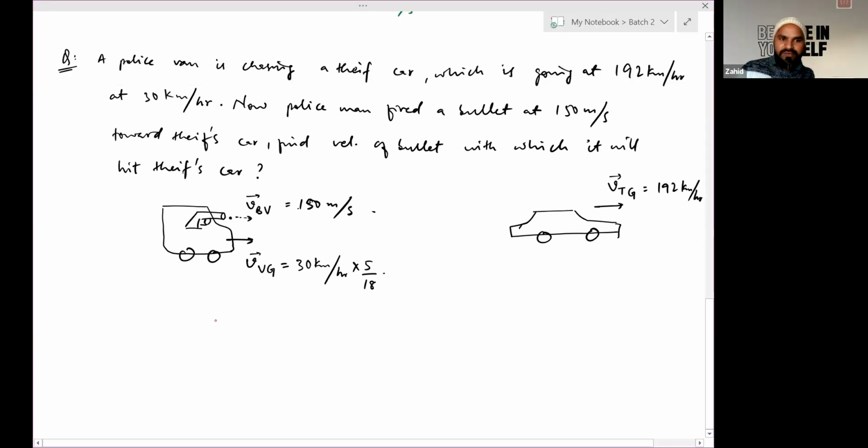We have to find the velocity of bullet with respect to thief's car. So first, try to find the velocity of bullet with respect to ground using these two notations. Just use velocity of bullet with respect to van and velocity of van with respect to ground. Use the sign appropriate for this part. Then find velocity of bullet with respect to thief's car using velocity of bullet with respect to ground and velocity of thief car with respect to ground, and simplify it.